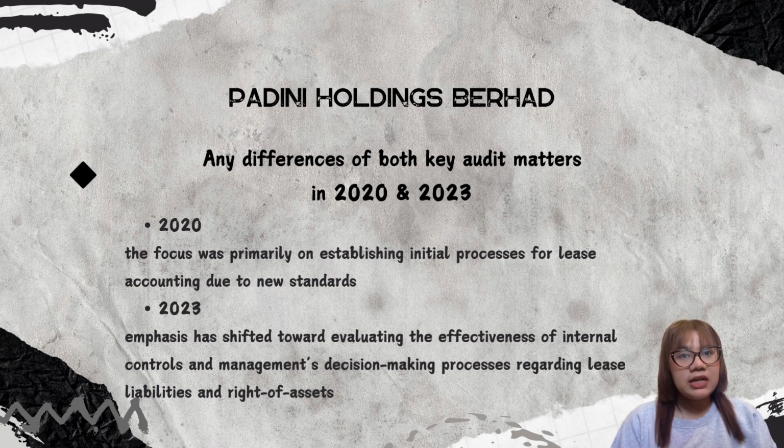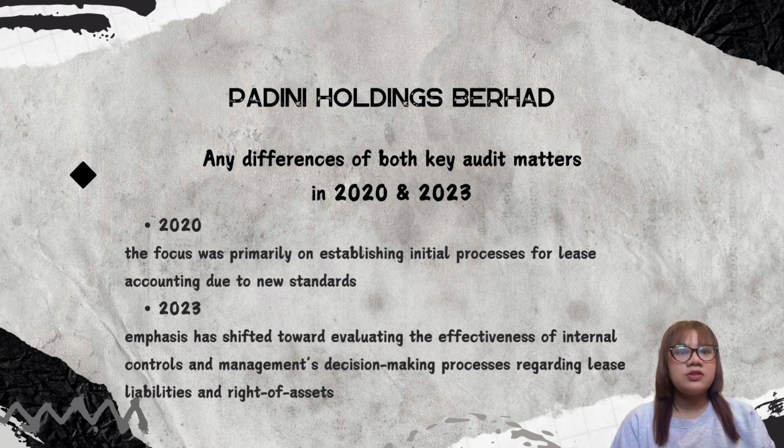By 2023, however, the emphasis has shifted toward evaluating the effectiveness of internal control and management decision-making processes regarding lease liability and right of use asset. This evolution reflects a more mature understanding of lease accounting and a proactive approach to mitigating risk of material misstatement. In conclusion, the audit of PADINI Holdings BERHAD highlights the importance of robust internal control and strong substantive procedures in ensuring compliance with accounting standards.